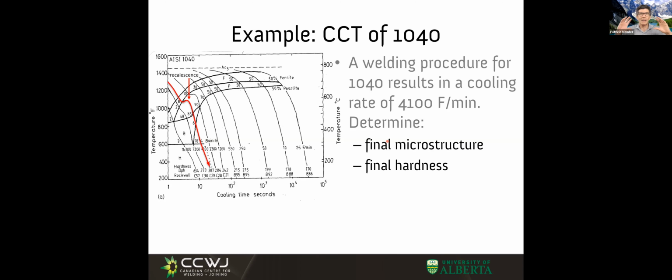These diagrams are like a map. Like you go to a place you have never seen. If you have a map, you can navigate a new city. And with this map, this CCT map, you can say so many things. So if you have a weld that has this cooling rate, my question is, what is the final microstructure of that weld? And what is the hardness of that weld? So let's do this together.